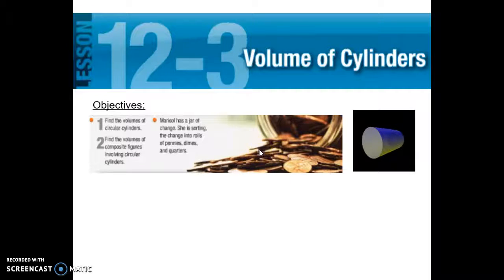Volume of cylinders today. This is going to be very, very straightforward, very similar to what we did last week with volume of prisms, but I don't use this word a lot because math's not easy, but this is even easier than that.